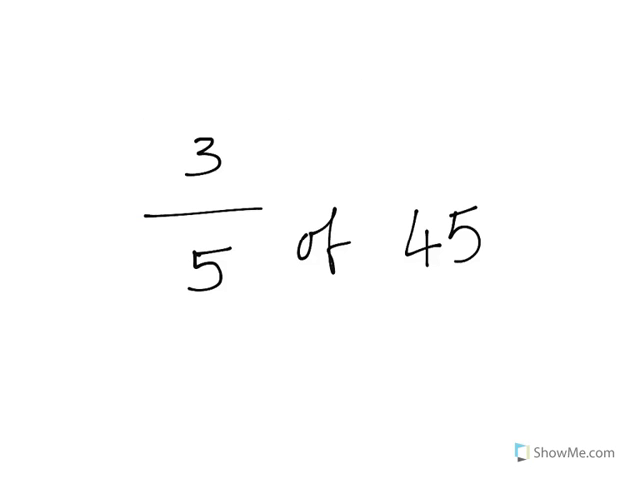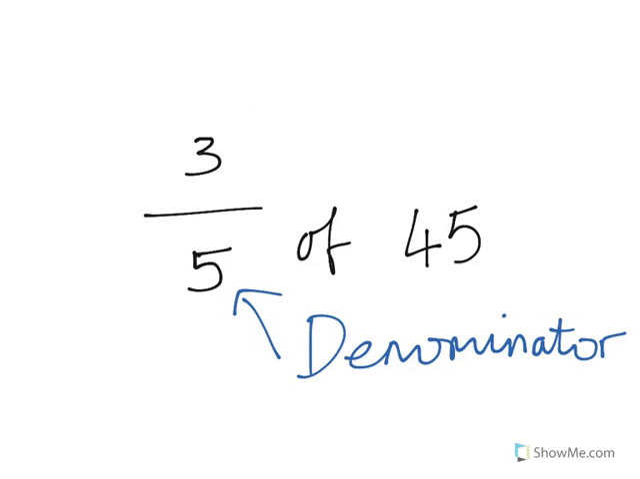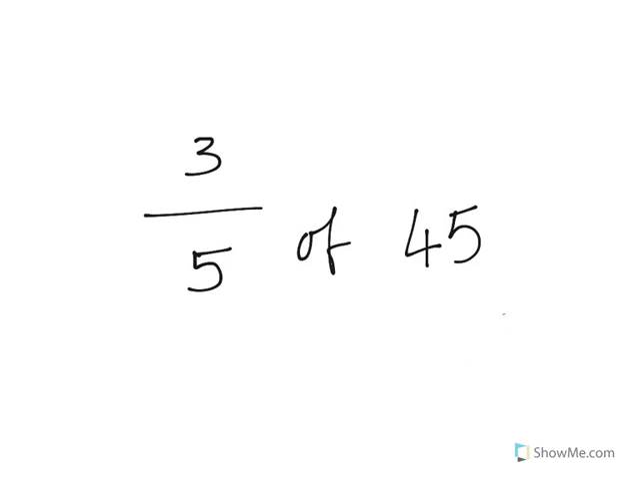Before we begin, it's probably important to remind ourselves of the two different parts of a fraction. The top number is a numerator, while the bottom number is a denominator. Hence, divide by the denominator, times by the top.